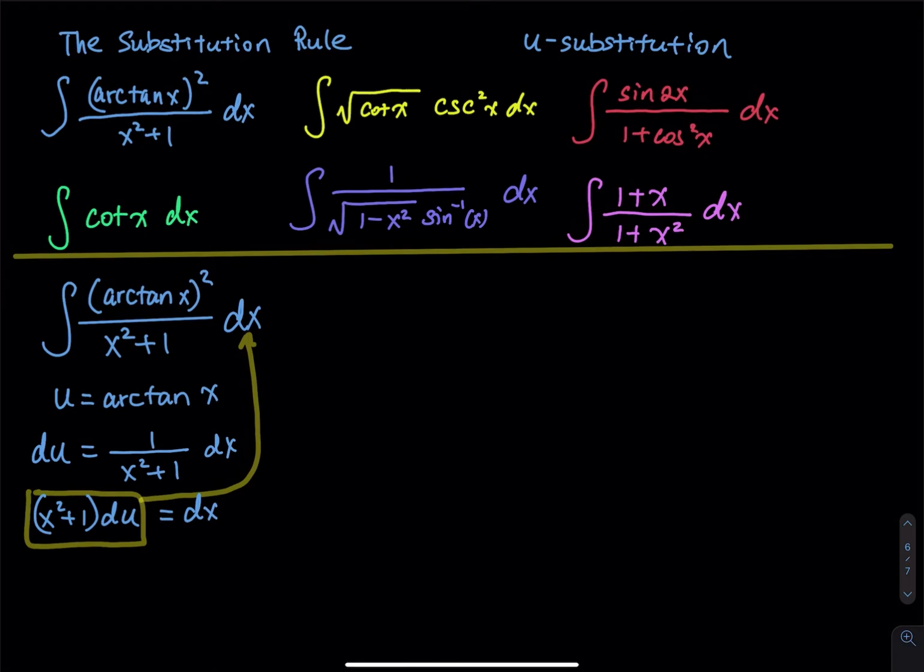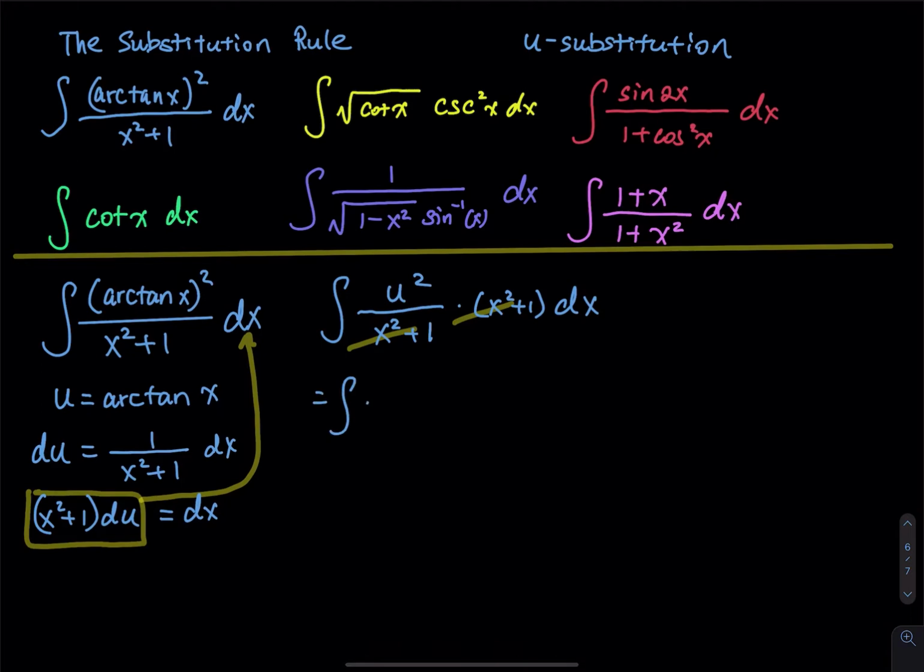We have the integral of u square, divided by x squared plus 1. But don't worry about it. When you replace the dx with du, you have another x squared plus 1 times du, and therefore those two x squared plus 1s get cancelled. So you only have the integral of u squared du.